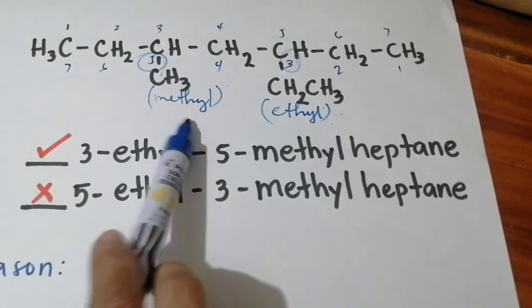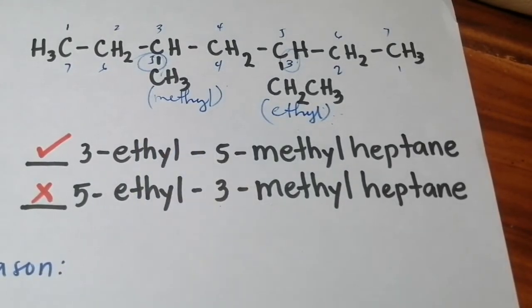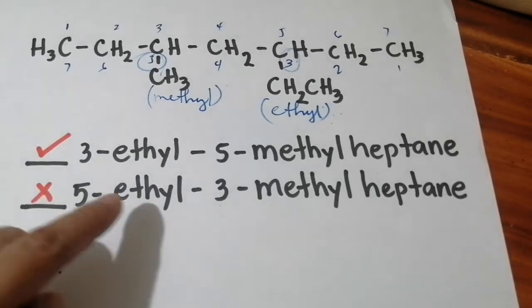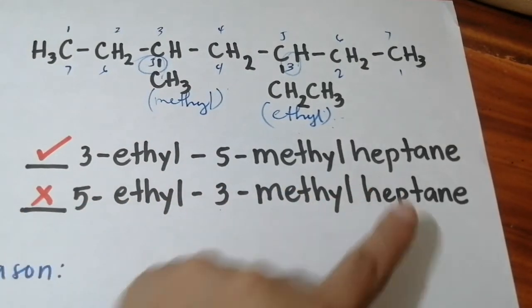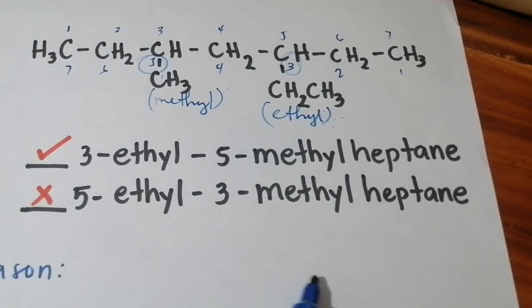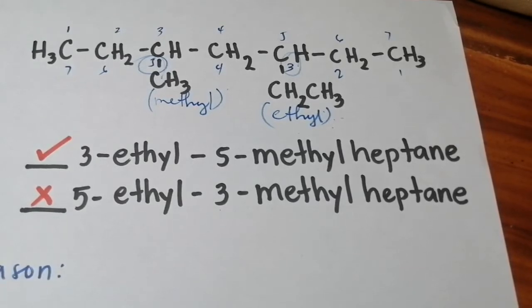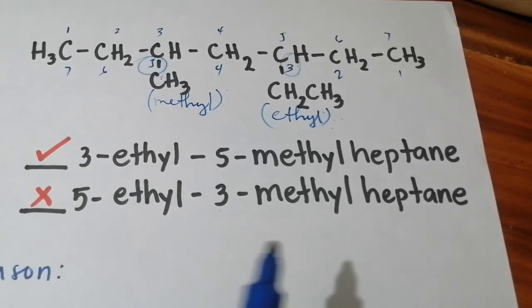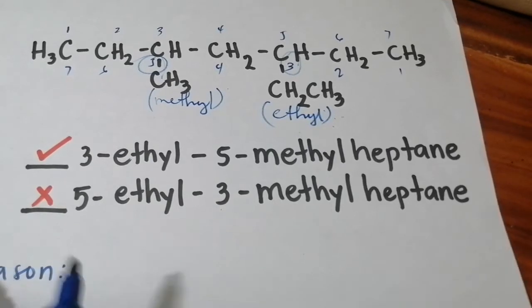That's the reason why the correct name of this molecule is 3-ethyl-5-methyl-heptane, not 5-ethyl-3-methyl-heptane. It's the positioning of the substituent. If they have the same position and different substituents, look at the substituent that comes first in the alphabet, or you have to name it in alphabetical order. So that's the reason.